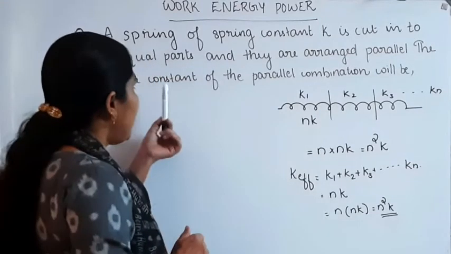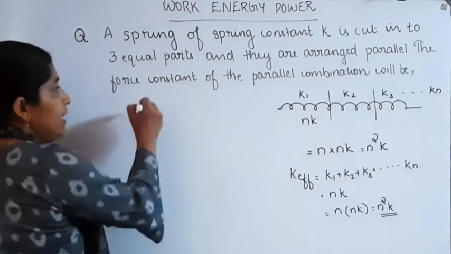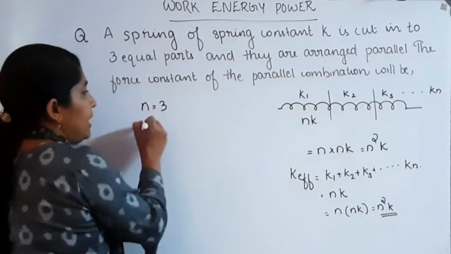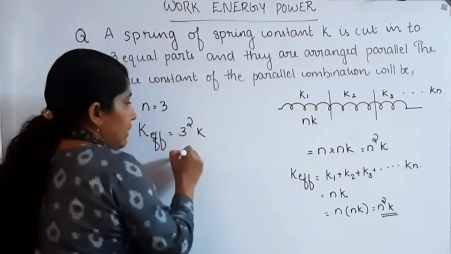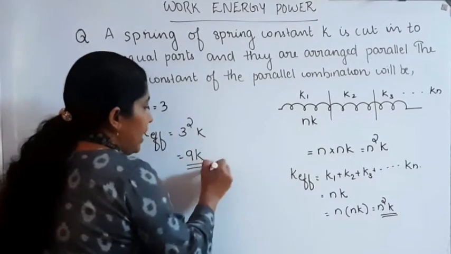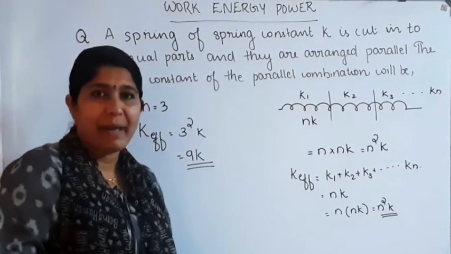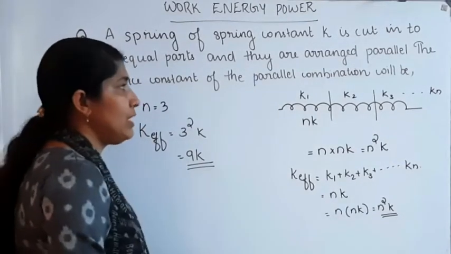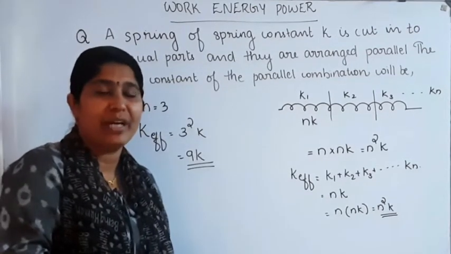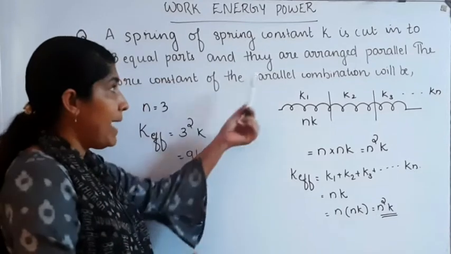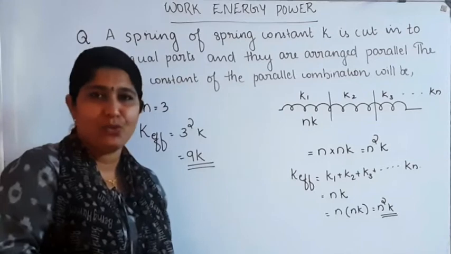Here the spring is cut into three equal parts. Therefore n is equal to 3. Then the effective spring constant is equal to 3 square into k, that's equal to 9k. If the spring is cut into 4 equal parts and connected in parallel manner, then the effective spring constant is equal to 16k, 4 square into k. If it is cut into 5 equal parts and connected in parallel manner, then the effective spring constant is equal to 25k, 5 square k.